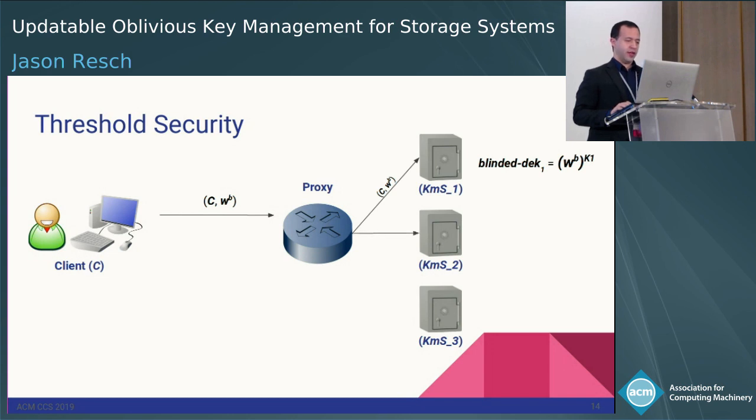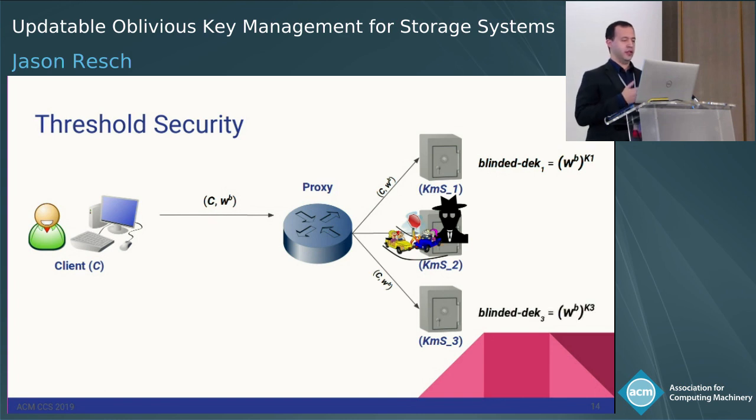Now, not all of the servers have to be available. For example, KMS2 might be entirely infiltrated, or it might be crashed and unresponsive. This doesn't matter so long as we can contact at least a threshold number of servers. So in this example, it's a 2 out of 3 system. So long as we can talk to any 2 of the servers, we can get a result back.